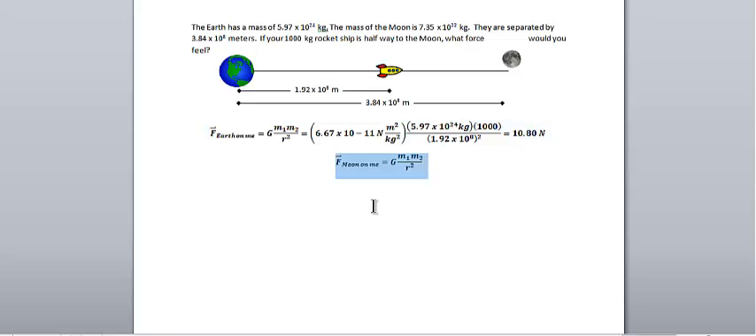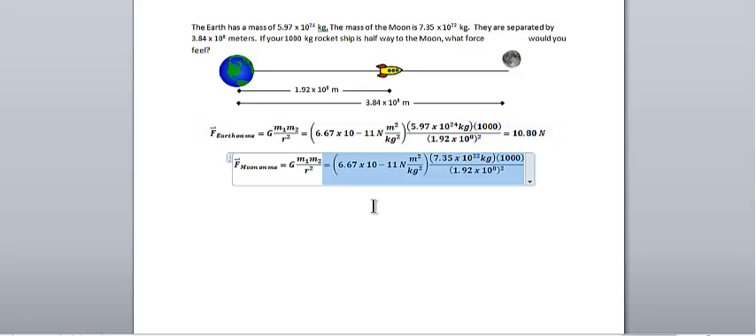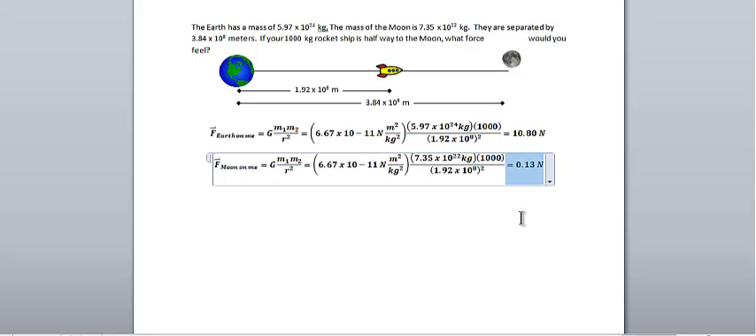The Moon, on the other hand, is the formula for the Moon, and we stick the numbers in there. I won't bother belaboring us with that. We just took the mass of the Earth out and put the mass of the Moon in there, along with the mass of the rocket ship. And that turns out to be 0.13 newtons. So Earth is pulling you backwards with 10.8 newtons. And the Moon is pulling you forward at 0.13 newtons.